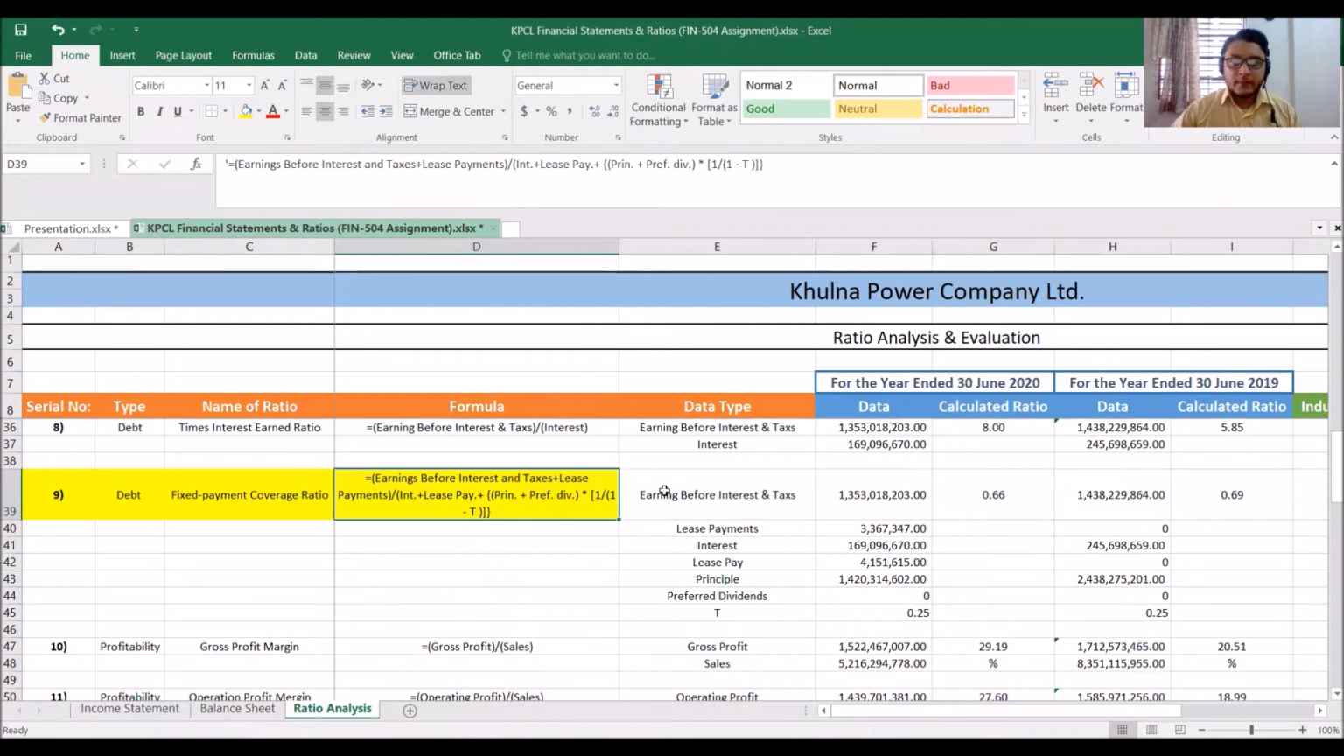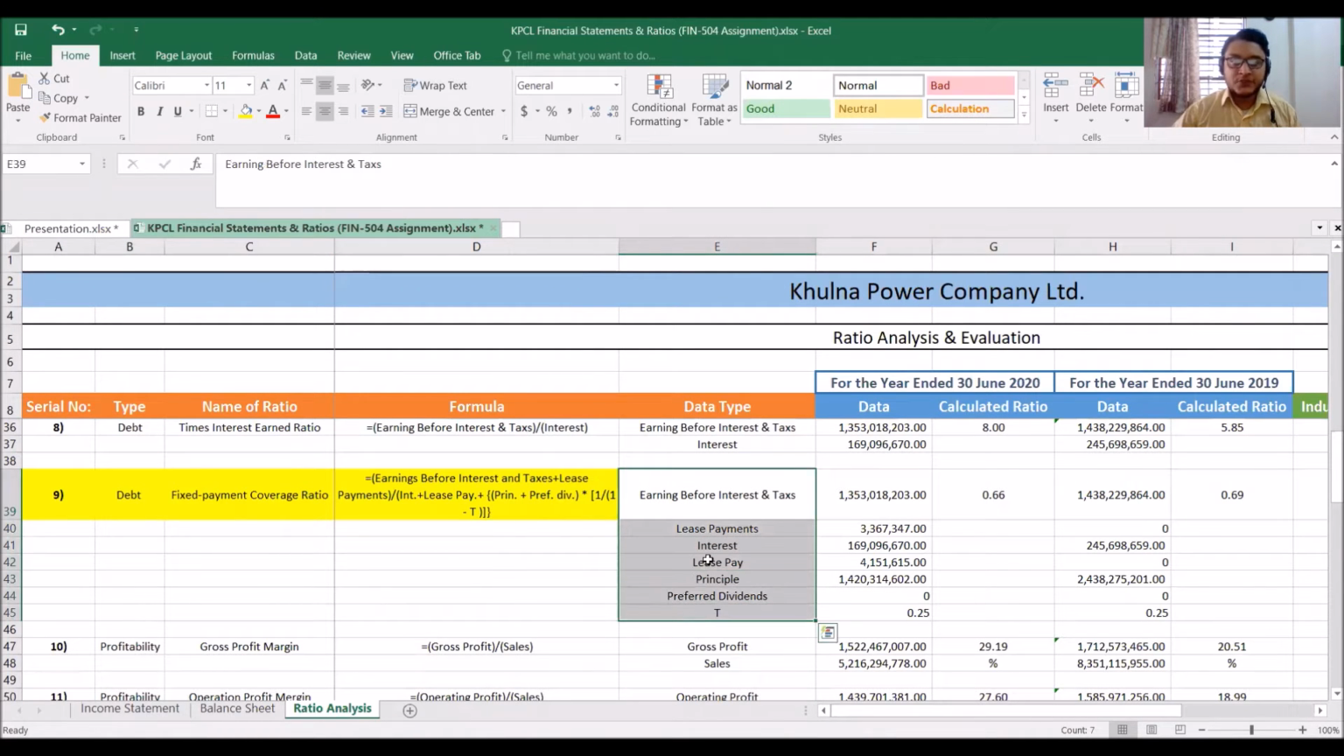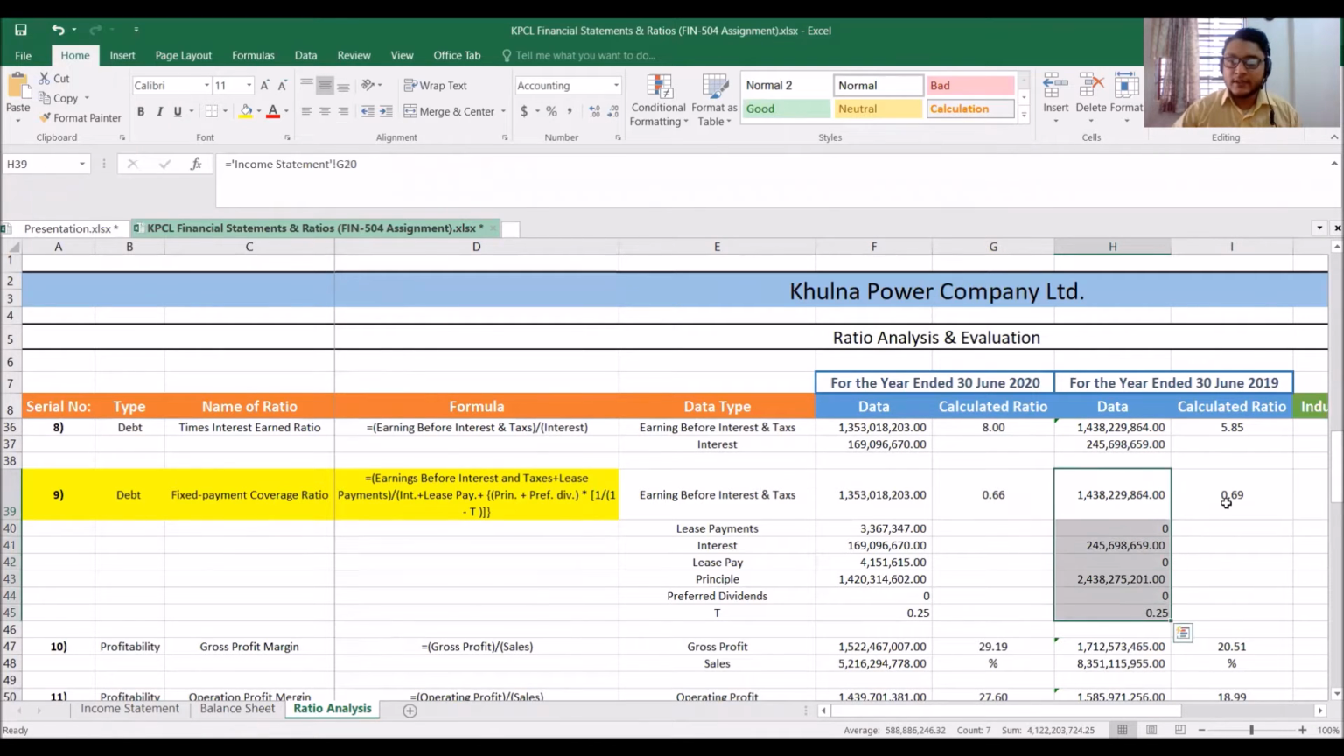Okay. From the annual report, I found the data related to the ratio calculation, which is earnings before interest and taxes, lease payment short term, interest, lease payment long term, principal, preferred dividend, which was 0 in my account, and the tax rate, which is 0.25. After using the formula, I found the ratio value to be 0.66 for the year 2020. For the year 2019, the same formula was used and the value found was 0.69. There was no lease payment for the year 2019.